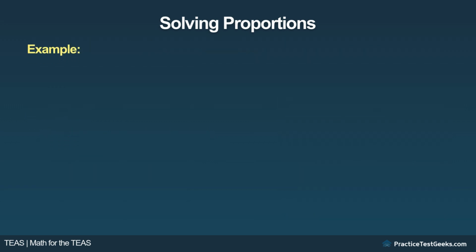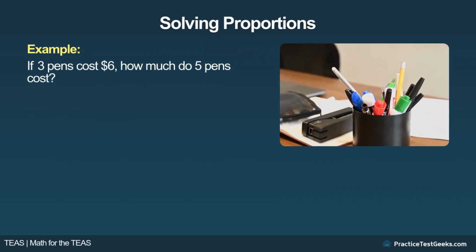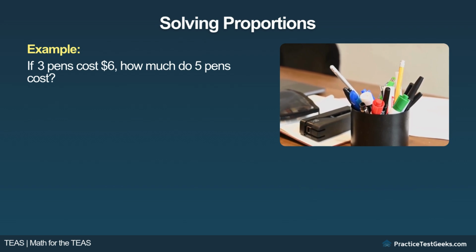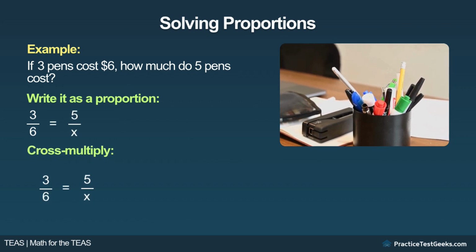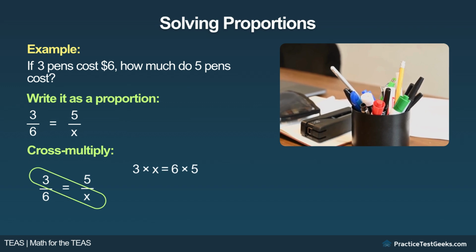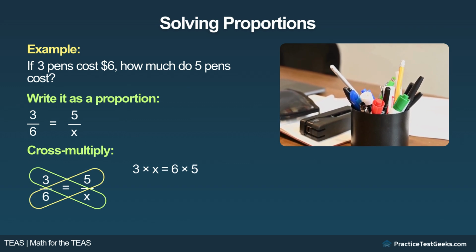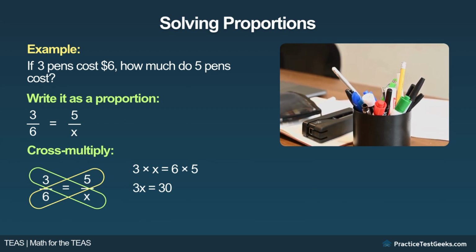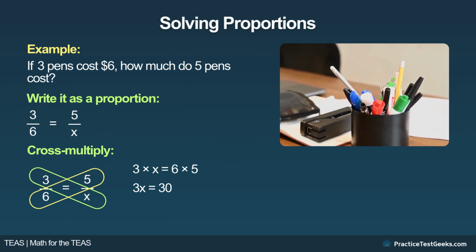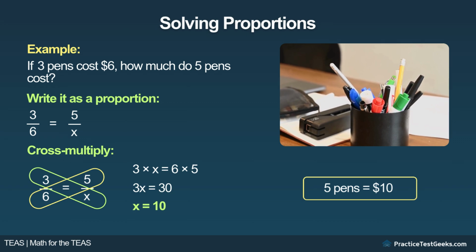Let's try a sample problem. If 3 pens cost $6, how much do 5 pens cost? First, set it up as a proportion. 3/6 equals 5/x. Now, cross-multiply. 3 times x equals 6 times 5. That gives us 3x equals 30. Now, divide both sides by 3. 30 divided by 3 is 10, so x equals 10. That means 5 pens cost $10.